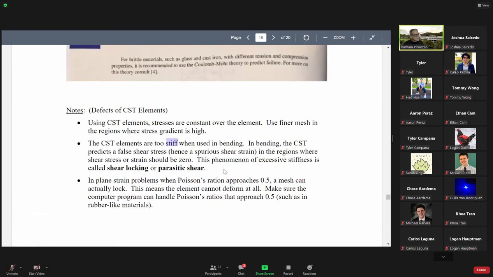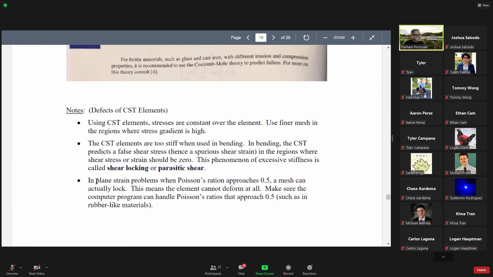It induces stiffness, which makes the results sometimes not satisfactory to what we want. In bending especially, these constant strain triangular elements produce this false shear that I showed you, and it adds stiffness. It makes the structure behave stiff. This behavior is called shear locking or parasitic shear. This shear shouldn't be there. And this term is sometimes called shear locking.